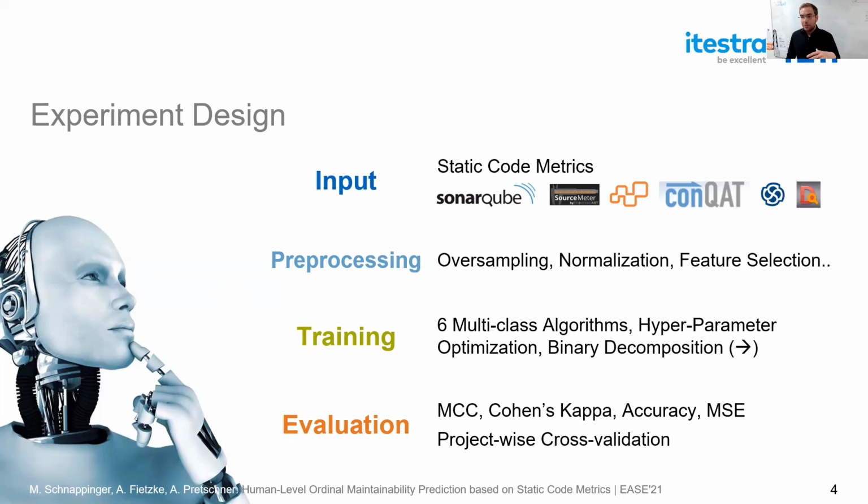So much about the input, the pre-processing, and the training. Now for the evaluation, we use these 4 metrics that I have already introduced on the slide before: mean squared error, accuracy, Cohen's kappa, and Matthews correlation coefficient. And we compute them in a project-wise cross-validation. That is because in practice, we find that an assessment is done on project level.